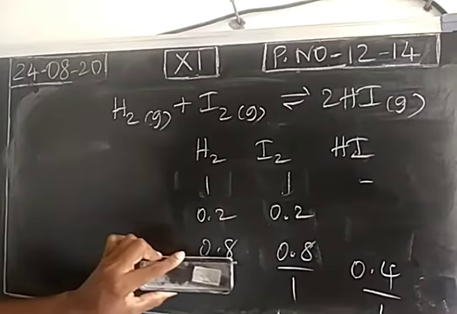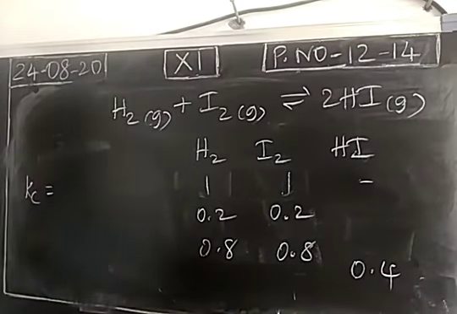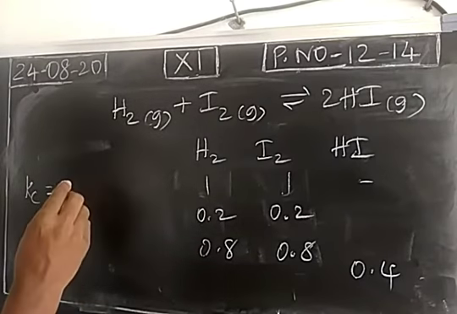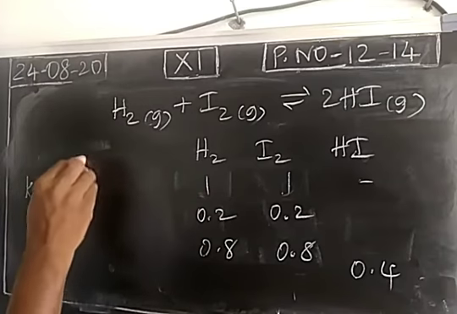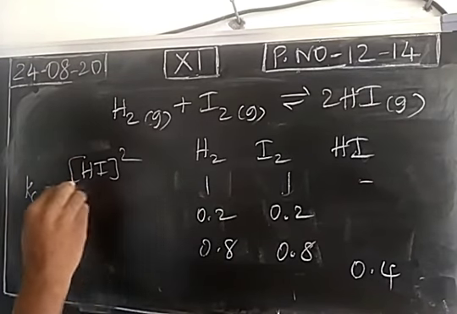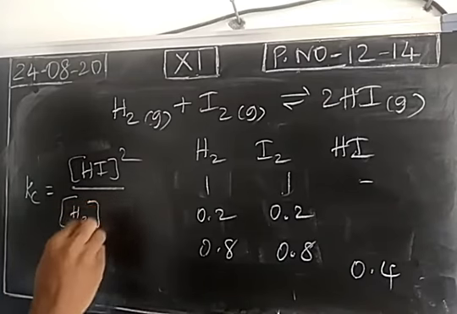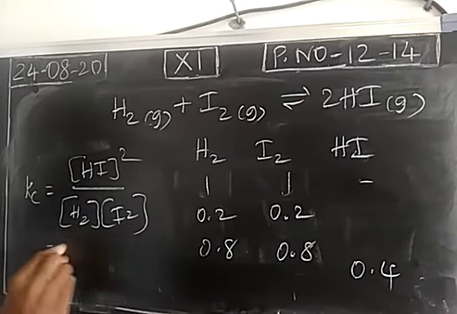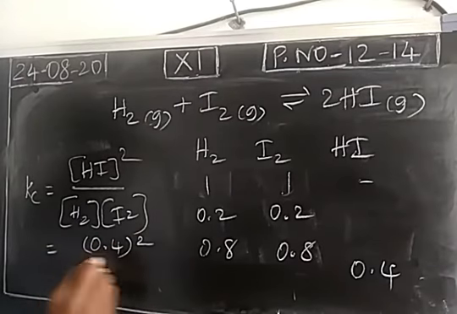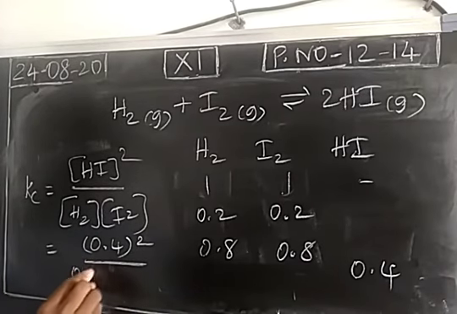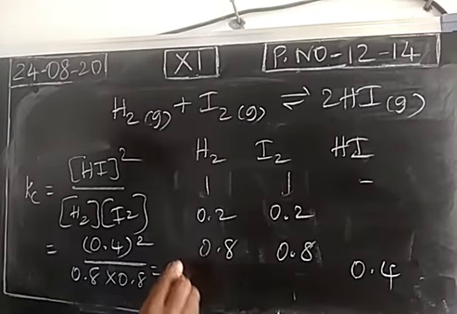So we substitute values in the Kc formula. Kc is equal to concentration of product to the exponential power divided by concentration of reactants. Equilibrium concentration of product 0.4 squared, equilibrium concentration of reactants 0.8 into 0.8. So the answer is 0.25.